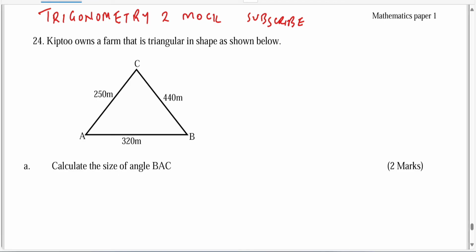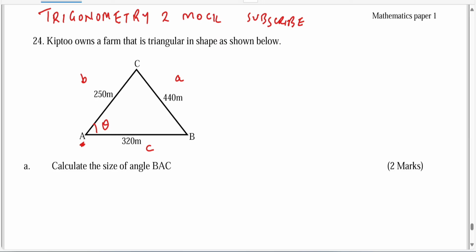Tuendelea. Tunasema, a man owns a farm that is triangular in shape as shown below. So that's your triangle. AC ni 250, BC ni 440, na AB ni 320 meters. So umeambiwa calculate the size of angle BAC. BAC ni hii hapa. So let's go question by question. So let's find out that angle. So basically hii ni A, hii ni ndo capital A, this is B, and this is C.